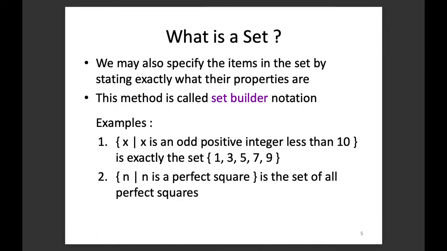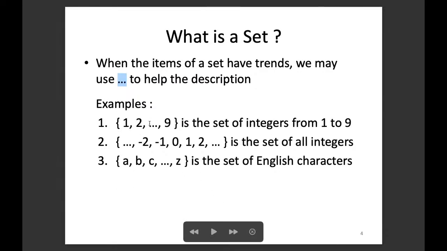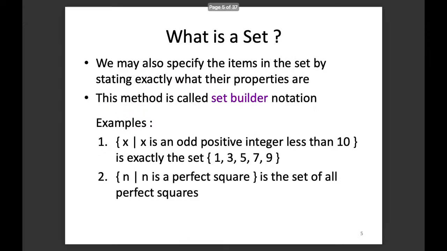But then this may not be a very exact way in defining a set, because maybe there is another interpretation that people may find a set that contains just 1, 2, maybe 8 and 9, something like this. So in such a case, the best way to describe clearly what you want to pick up for the items as a set is we use this set builder notation.